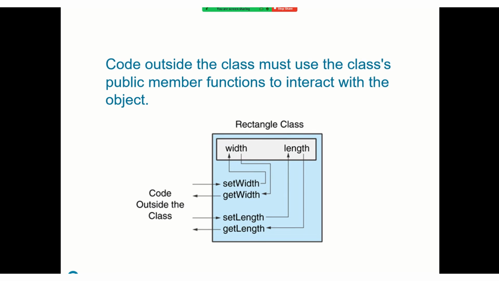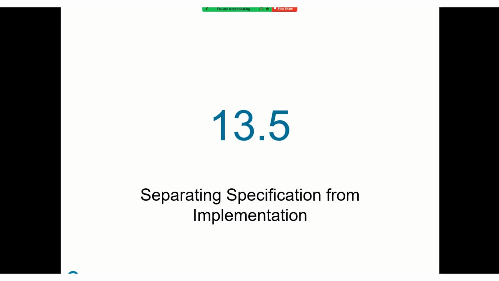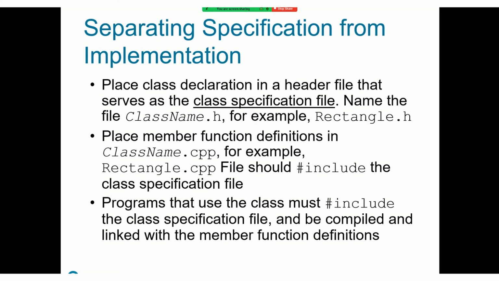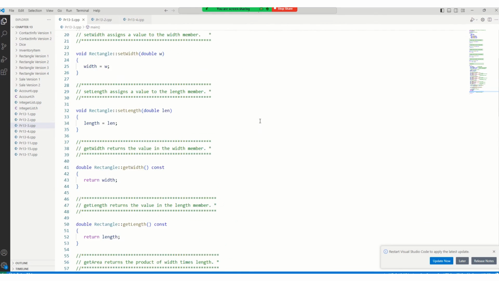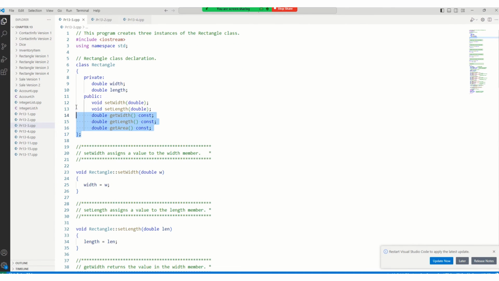Now, there are multiple explanations of encapsulation. Then coming to separating specification from the implementation. When you place the class declaration in the header file, we are switching to a completely different topic. What we did in our class definition, you see here, you can take the rectangle class. This is the core definition of the class.